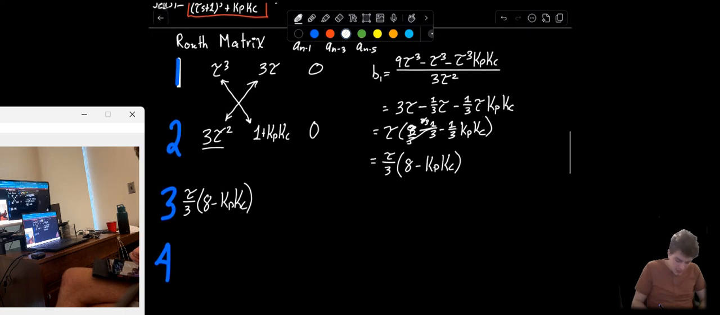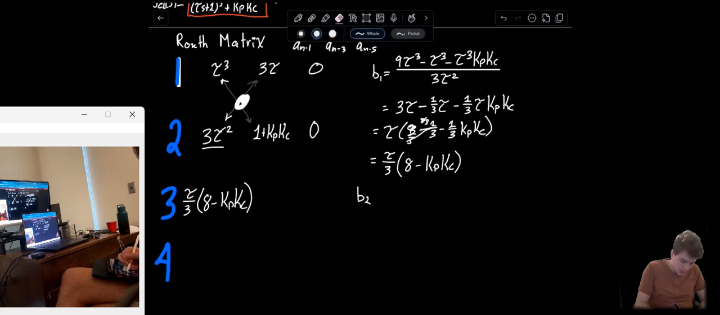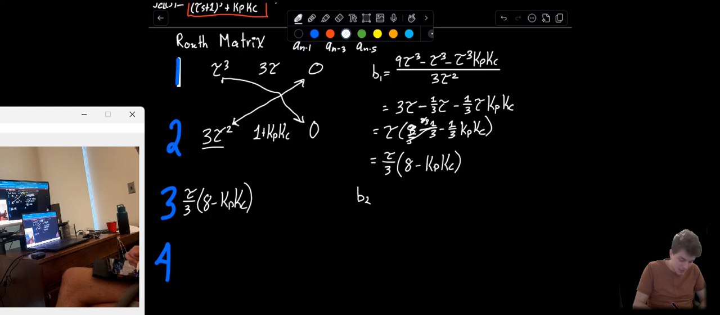Next, we have our b2 term, which is going to be this times this minus this times this, all over this term. We can see pretty clearly that that's going to be 0.